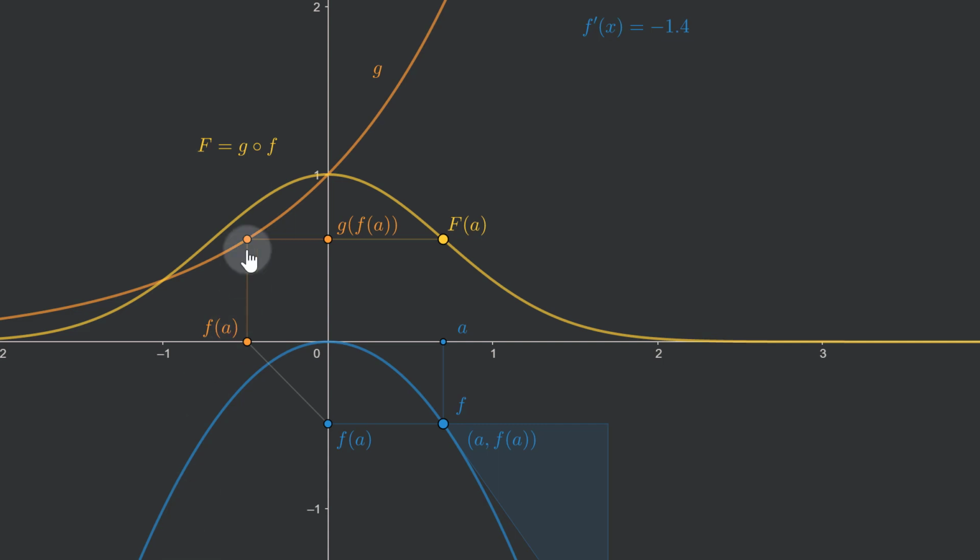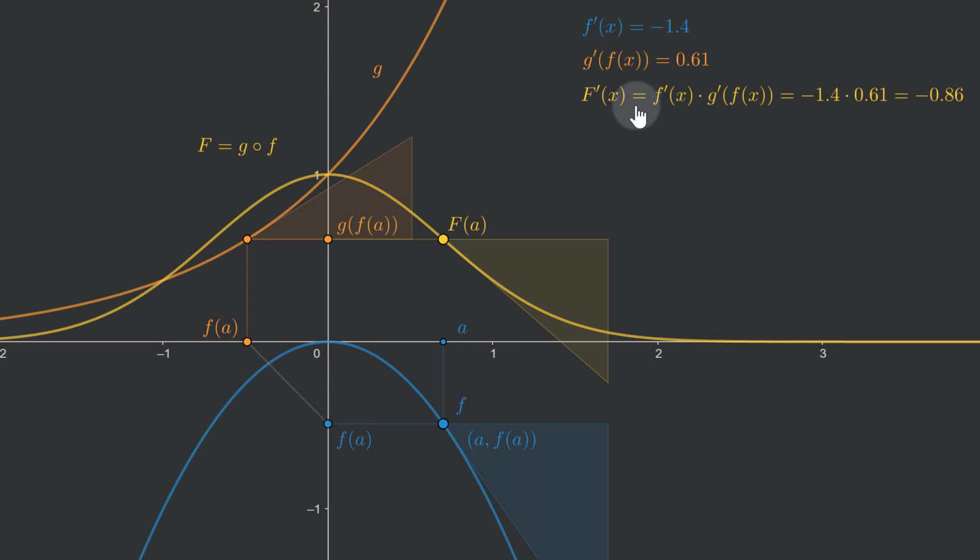Next, we want to calculate the derivative of g at the position f of a. Again, we do this by drawing the slope triangle. And again, the derivative of g at f of a is given by the slope of this tangent, that means by the quotient of this length of the vertical leg by the length of this horizontal leg. And in this case, this derivative is 0.61. Third, we want to calculate the derivative of capital F at the position a. Again, we draw the slope triangle. And we receive a slope of negative 0.86.